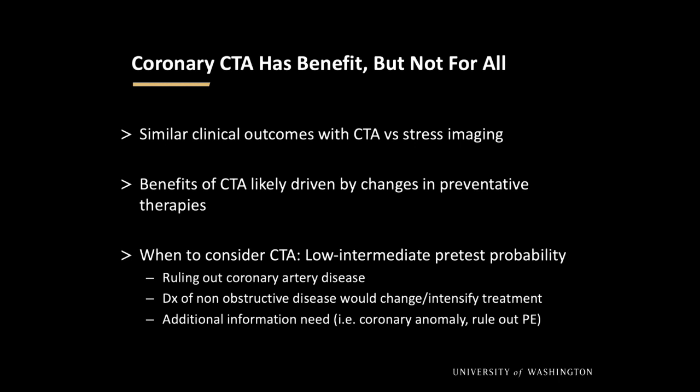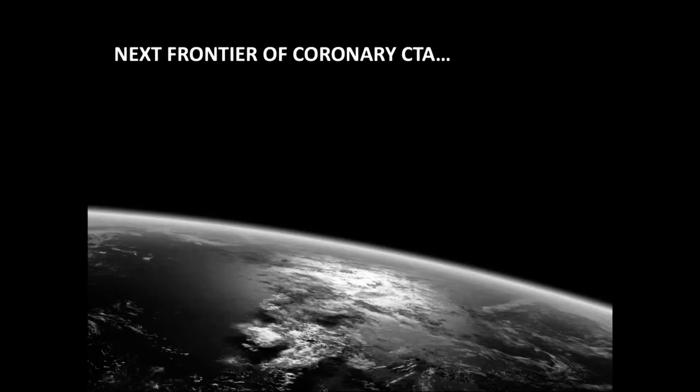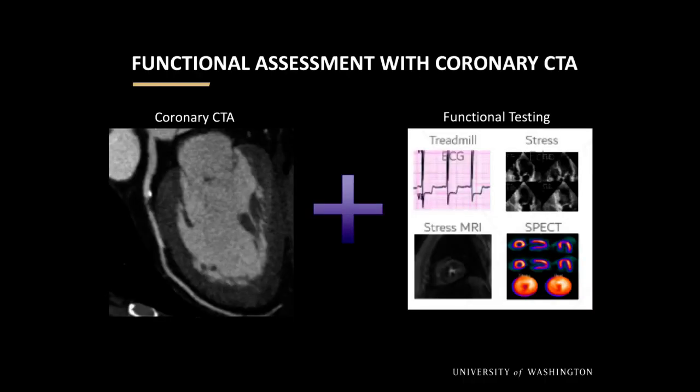The one big limitation that I think we all realize is that CTA does not have any functional information. There's no exercise, there's no physiology. So that remains a big limitation of CT, and until we get that, it's going to limit CT's ability to be more widespread and to be used on higher risk patients. That brings me to the last part, the next frontier of coronary CTA. It's really combining coronary CTA anatomy with function, to get anatomy and function all in one test. And I'm just going to briefly, in a couple slides, touch on this.